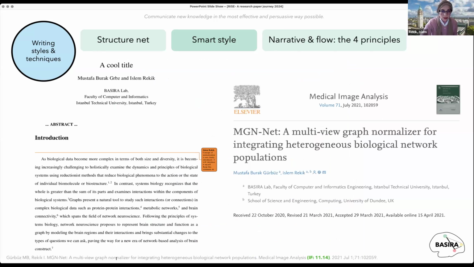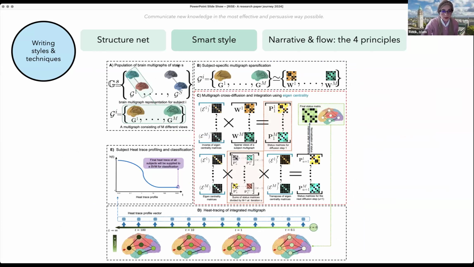Okay, so let's look at this. Here you see a population of brain multigraphs. You have GS, so this is the mathematical symbol that was defined in the paper. G1 is the first multigraph, of subject one. GS, I think, is a different subject's multigraph. So, brain multigraph representation for subject I. So these are different graphs.